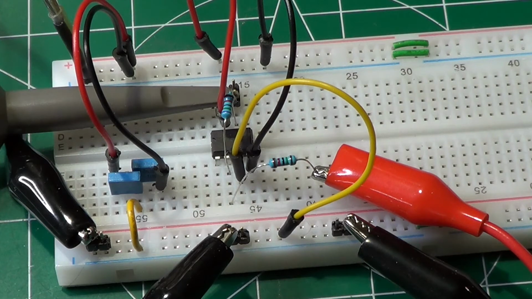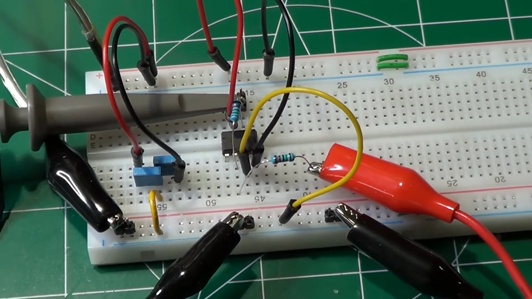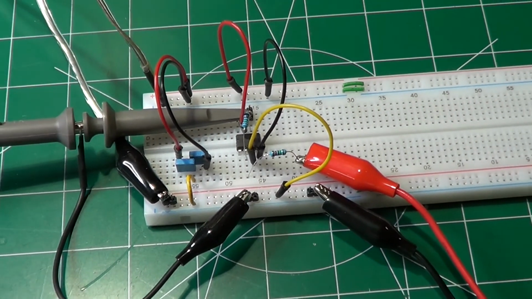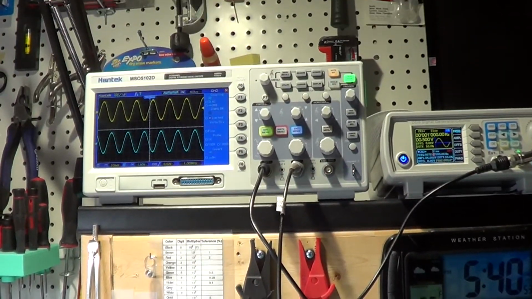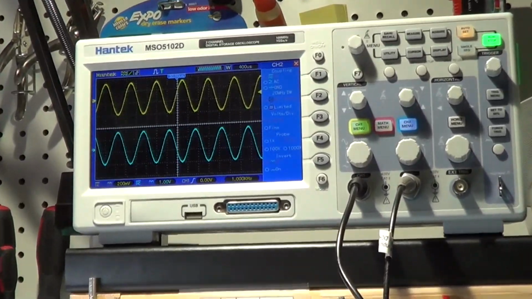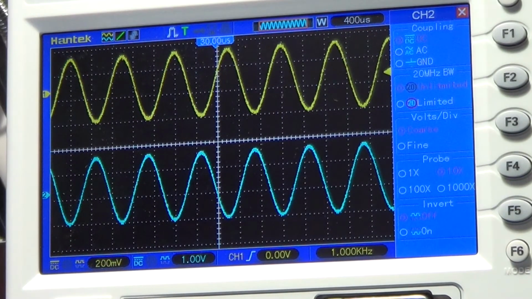Here is the circuit assembled on a breadboard. The input is a sine wave coming from a function generator, and we can see both the input voltage and the output voltage on the oscilloscope. The input is the yellow trace, which is 500 mV. The output is the blue trace, which is 2.5 volts. And also the output is the opposite of the input, as we expected.